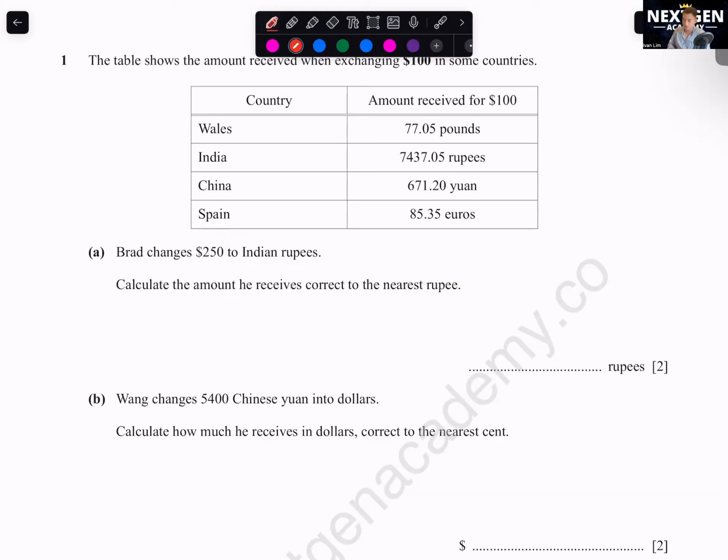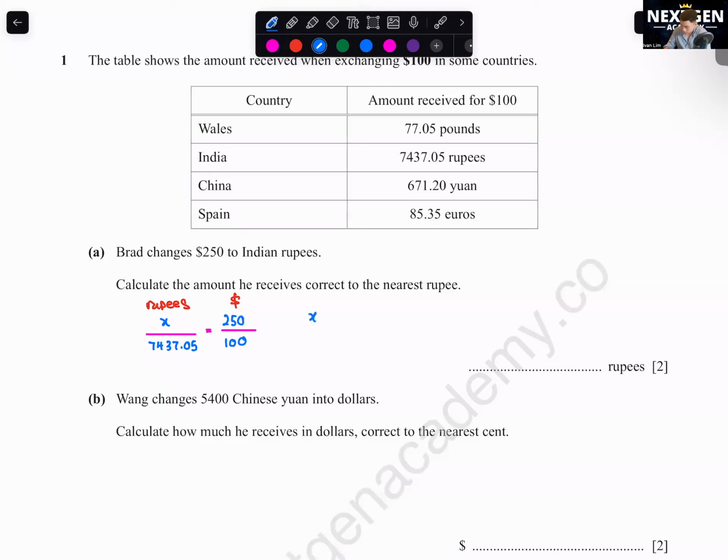What I like to do, we stick to the same method. Don't try to invent new methods. We write dollars and rupees. They want rupees, right? So we write rupees first. Rupees, dollars. We put it into a ratio. So I want to find how many rupees is $250. What is the conversion? 7437.05 for $100. So we can put it in a ratio like this, then change it to a fraction. As simple as this.